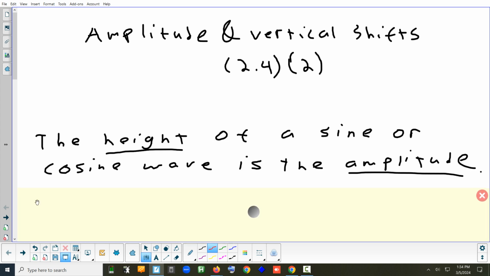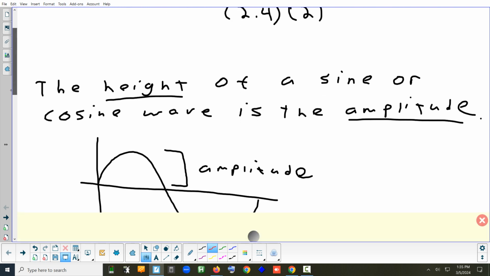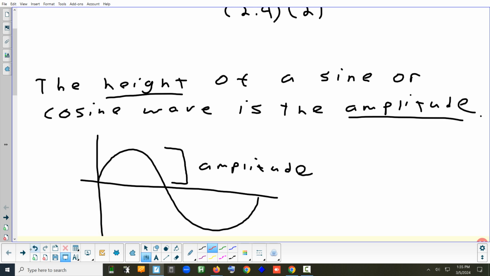All right, so let's first talk about amplitude. Okay, so what is amplitude? Well, amplitude is basically the height of a sine or cosine wave. And what I mean by the height is the distance that the peak of the wave is off that center line. Okay, that's the amplitude. And the wave is symmetrical, so the distance from the low point of the wave up to that line should also be exactly the same.